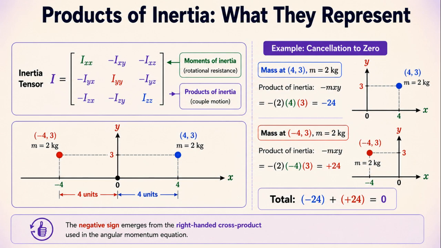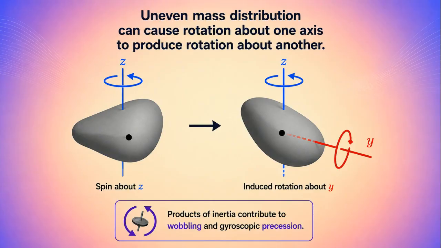For example, if a mass element is at 4 units on the x-axis and 3 units on the y-axis, and it has a mass of 2 kilograms, its product of inertia will be minus 24. If it has the same mass at negative 4 on x and plus 3 on y, it will be plus 24. The two values cancel to zero. If mass is distributed unevenly, rotating around one axis can partially cause rotation around another axis. The products of inertia can contribute to wobbling and gyroscopic precession.